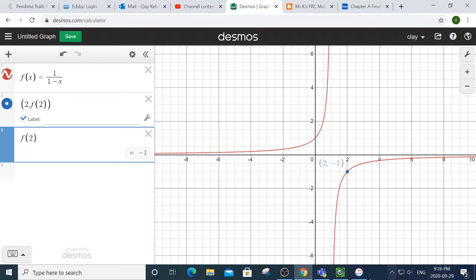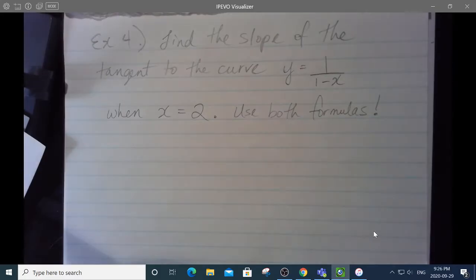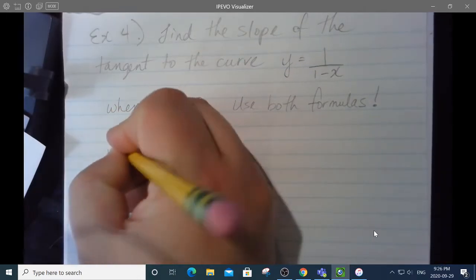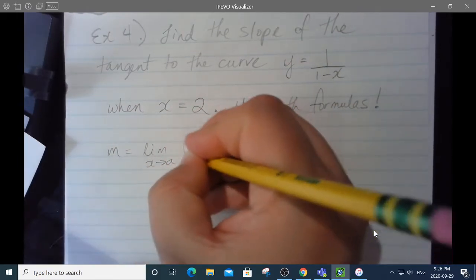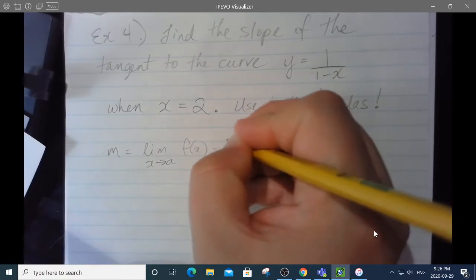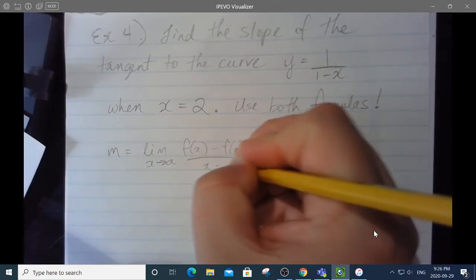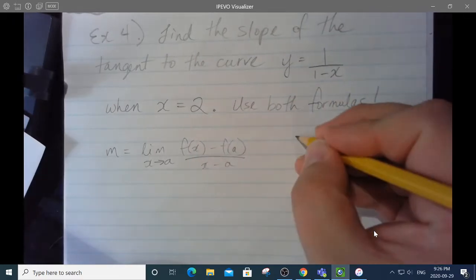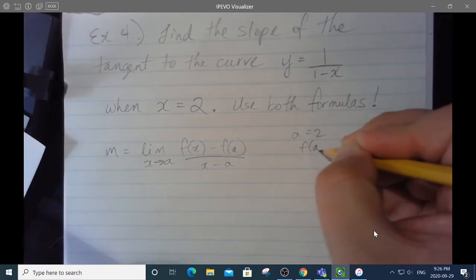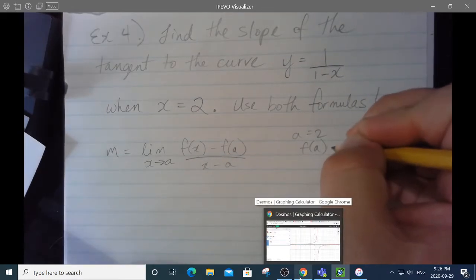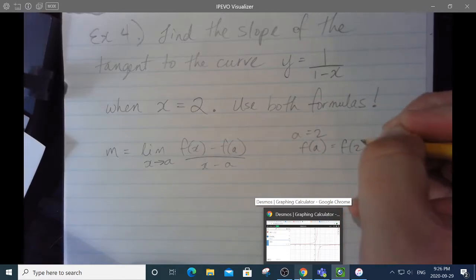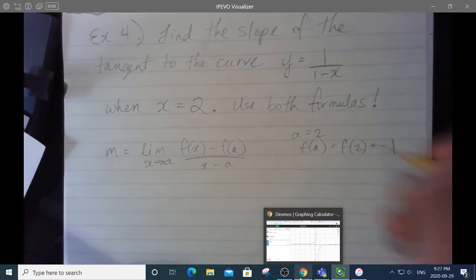Cool. Let's do the algebra. I'm asking you to do this using both formulas, so we're going to start with this one. Formula 1 is the limit as x approaches a of f of x minus f of a all over x minus a. And I just found out that if a is 2, f of a, that's how good my memory is, oh wait, it's negative 1. Duh, I can just do that in my head. So f of a is like saying f of 2, which is negative 1. So that's all I need to do this formula.